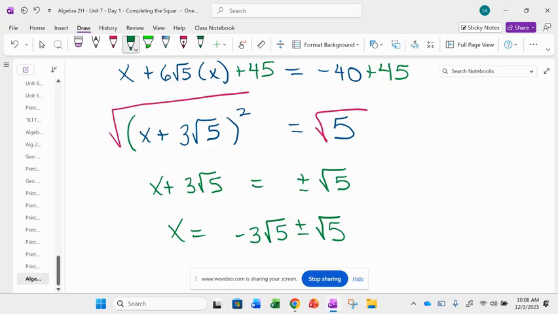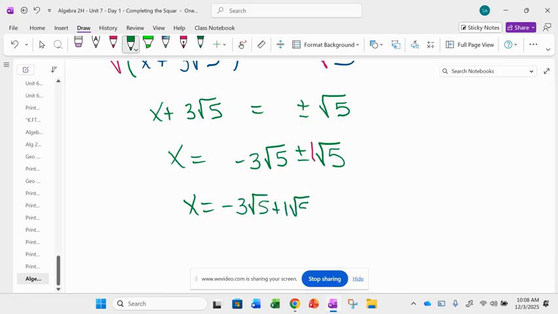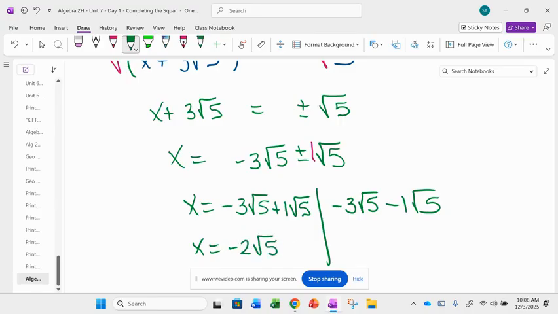What do I mean when I say they're like terms? Yeah, they both have the same radicand, meaning I can actually add or subtract them. Do we agree there's a 1 here in front of that root 5, the second root 5? So this is going to be x is equal to negative 3 root 5 plus 1 root 5, or negative 3 root 5 minus 1 root 5. So x will equal negative 2 root 5, or x will equal negative 4 root 5.